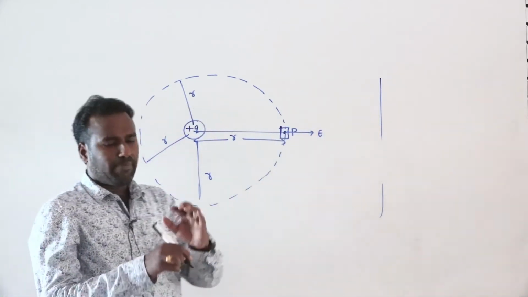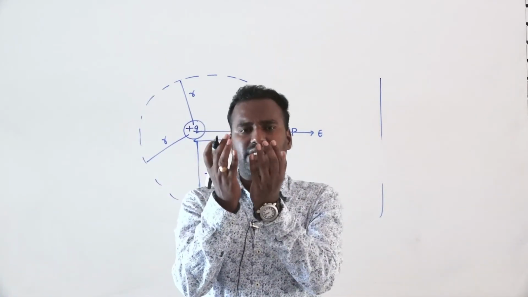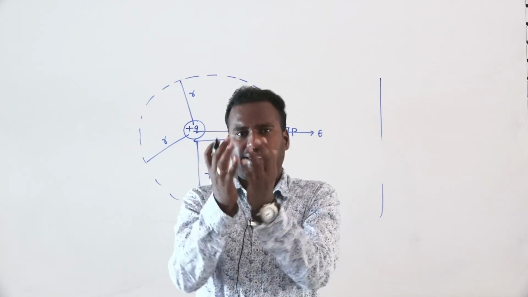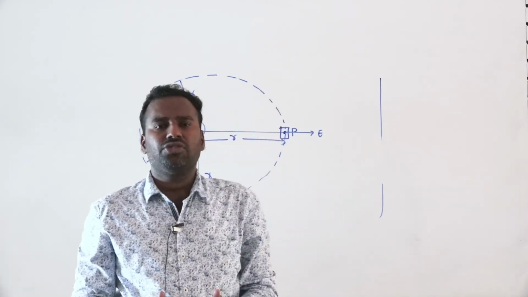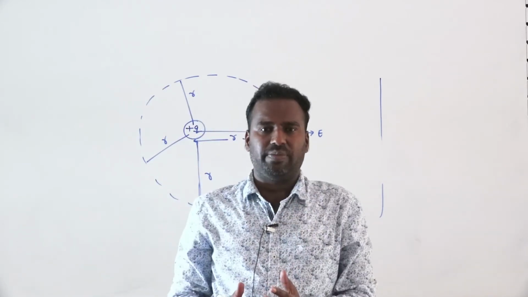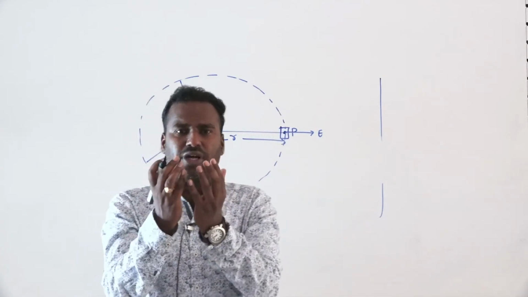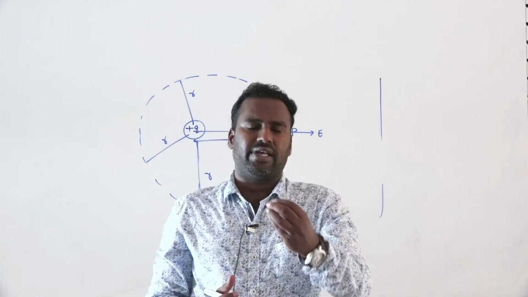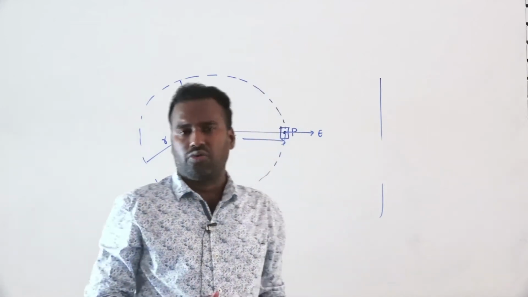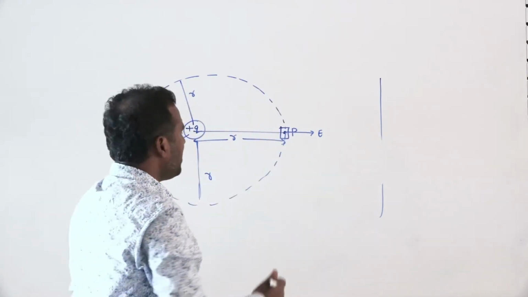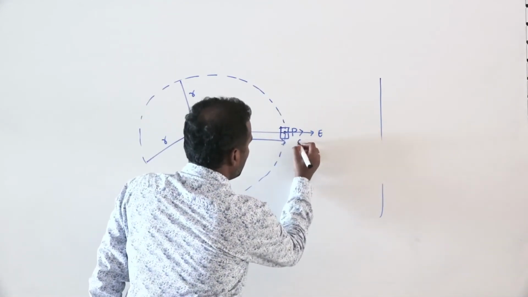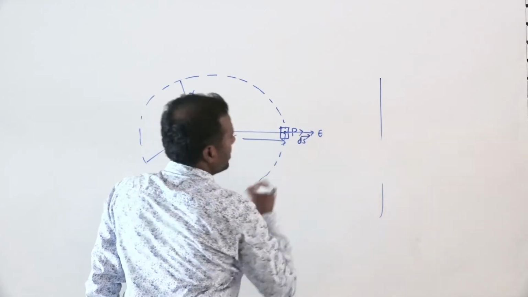So the point charge is inside and the Gaussian surface is like a sphere, like a globe. The Gaussian surface should be symmetrical. Since it is symmetrical, at any point the electric field lines on the surface are radially outwards, and the area vector is also along the direction of the electric field.